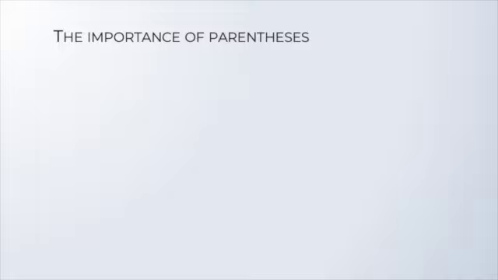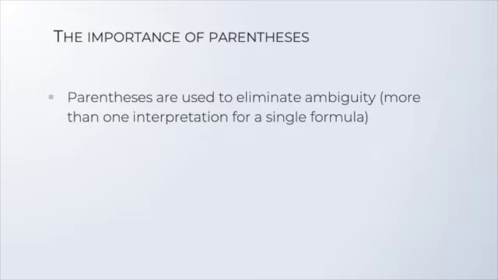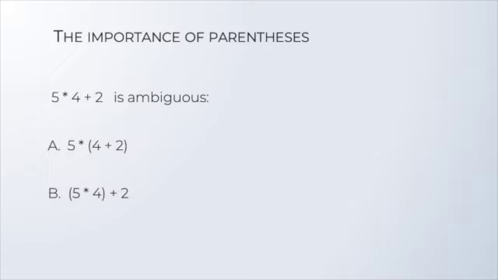Finally, I wanted to remind you again about the importance of parentheses. Parentheses are used to eliminate ambiguity. I'm sure you're familiar with their use in arithmetic. So your expression A and expression B, well, they have the same numbers and operators. The only difference is in the placement of the parentheses. But that makes a lot of difference. It affects the order in which you apply the operators, so that the first one involves multiplying 5 times 6, and the second one adding 20 to 2. And these are very different things.